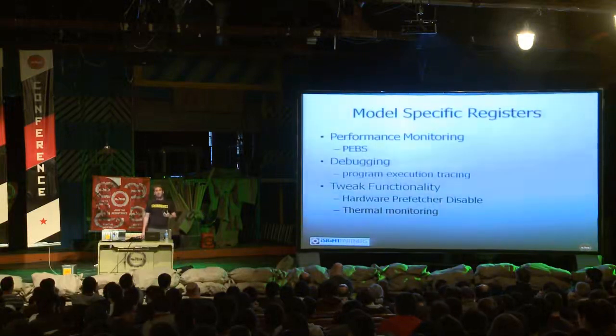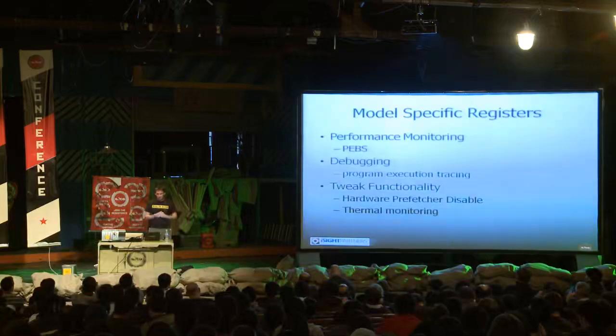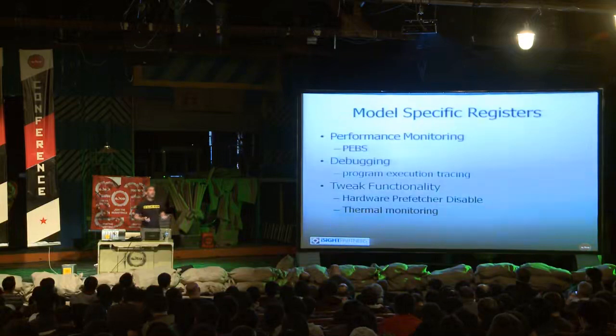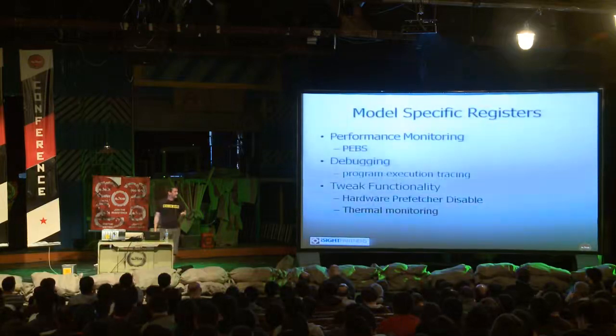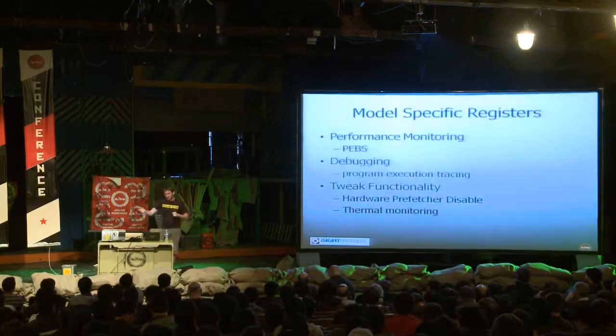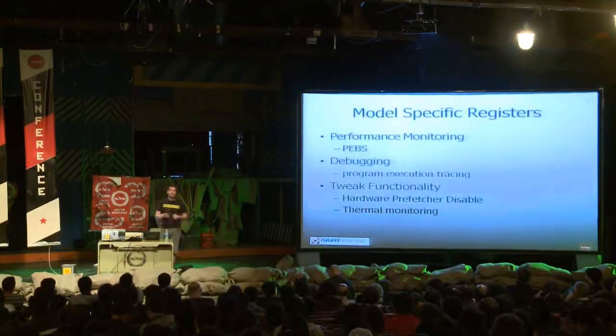Debugging is also a big one, which is what I'm going to be focusing on today, and just ripping that apart. That's what we use entirely. So for instance, they provide program execution tracing indirectly through hardware, which we'll talk about. You can also tweak the functionality of the processor specifically with model-specific registers. So if you write to a register that, say, is in charge of the hardware prefetcher, you can turn it on and off. You can turn on and off thermal monitoring.